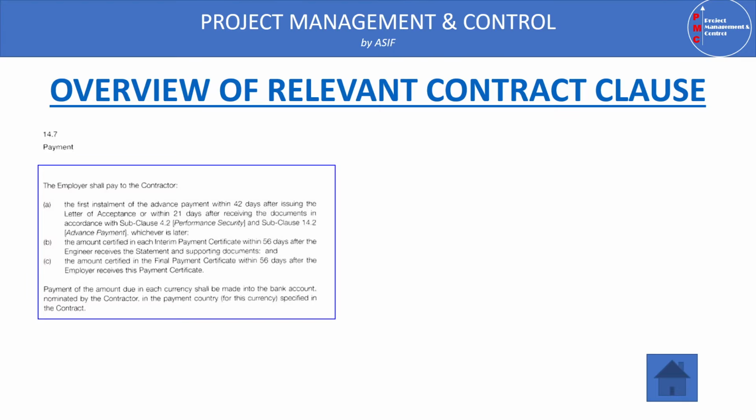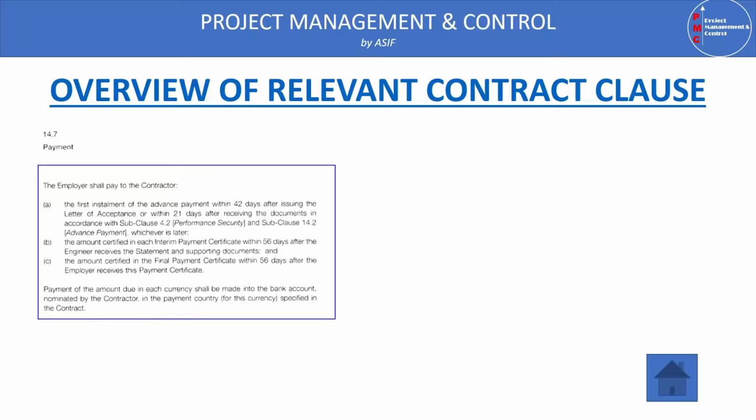The employer shall pay to the contractor the first installment of the advance payment within 42 days, and the amount of interim payment. And 14.7b states that the amount certified in each interim payment certificate is payable within 56 days after the engineer receives the statement and supporting documents. So while we are reviewing this condition 14.7, we have to pay attention to the particular contract condition, because this number is sometimes modified in the particular condition.